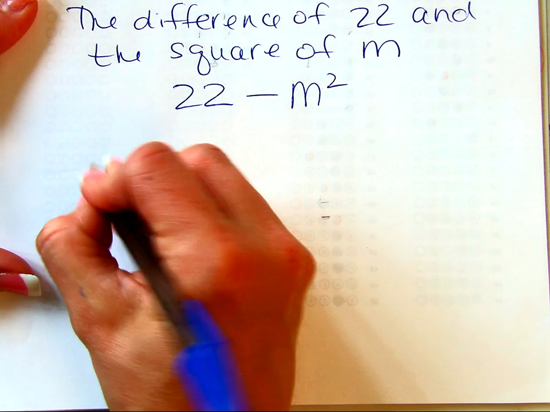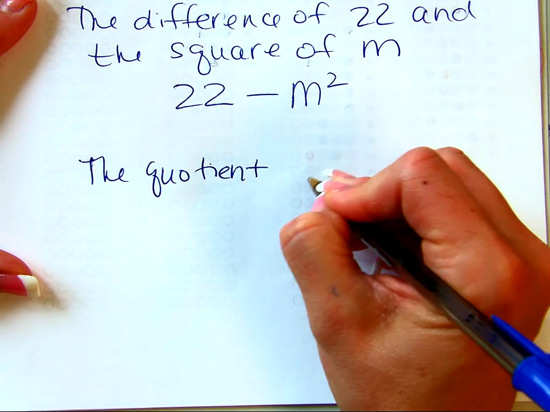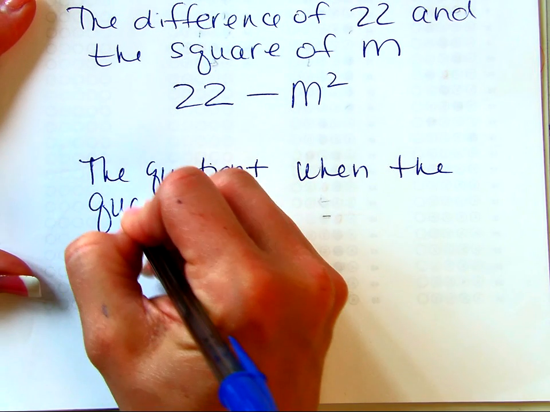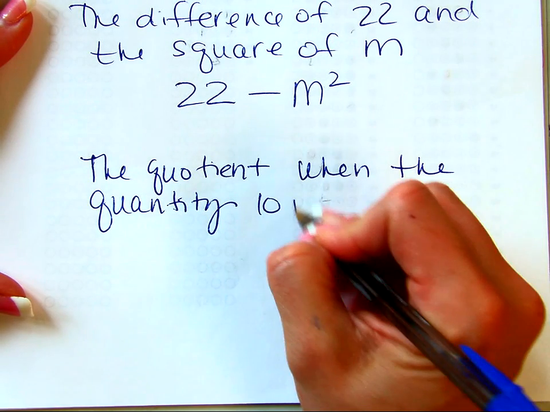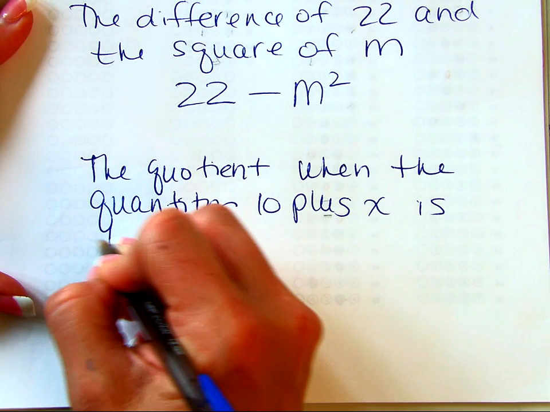Okay, how about this? The quotient. This one's a little trickier, the quantity 10 plus x is divided by 2.